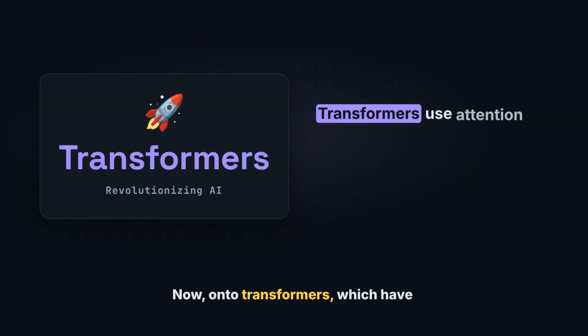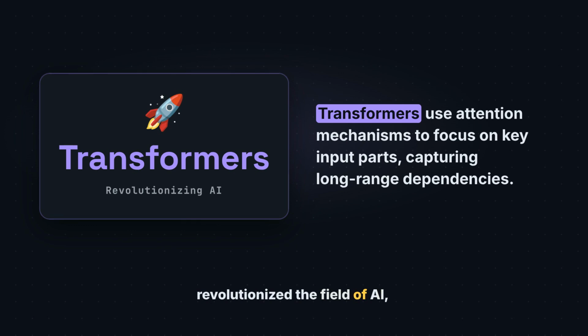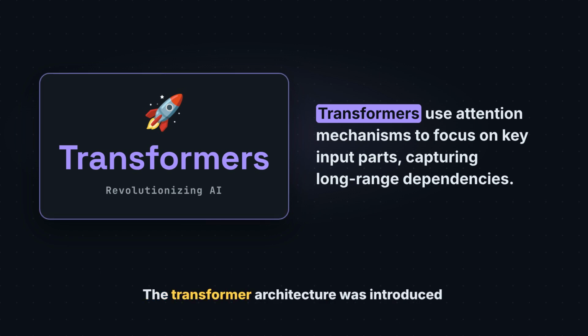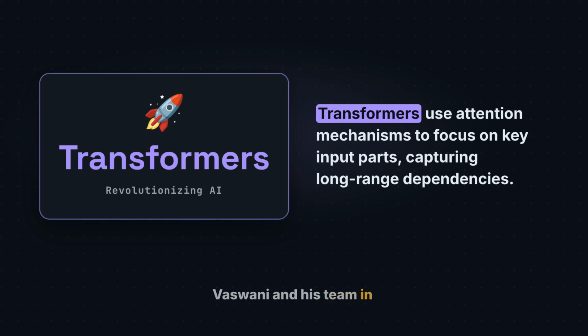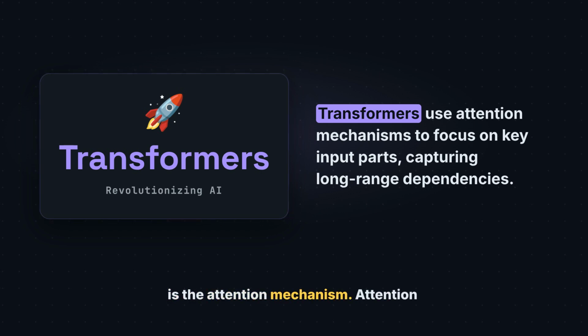Now onto transformers, which have revolutionized the field of AI, especially in natural language processing. The transformer architecture was introduced in a paper titled "Attention is All You Need" by Vaswani and his team in 2017. The core innovation here is the attention mechanism.